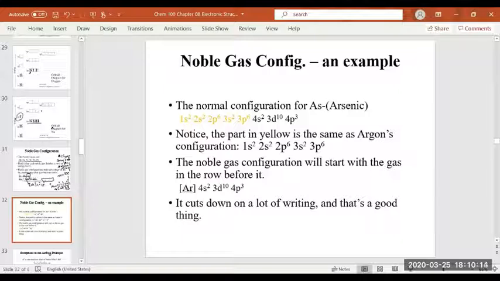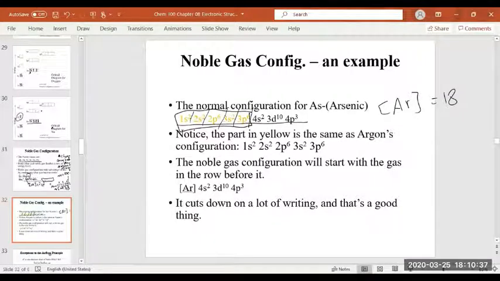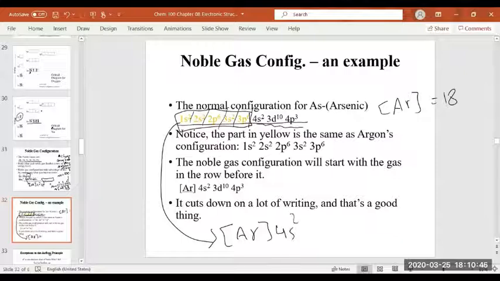Look at this example also. Arsenic has this electron configuration. Now, which noble gas comes before arsenic? It is argon. How many electrons does argon have? It is 18 electrons. So I will start to count 18 electrons. This is 2, 4, 6, 12, 18. So I will replace this part by argon inside the bracket. What is left, just write it down. It is 4s2, 3d10, 4p3. It is the shorthand, the noble gas notation for arsenic.